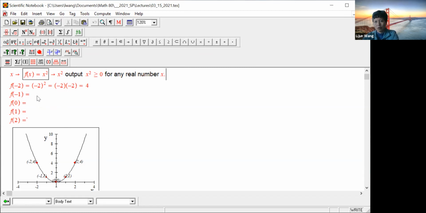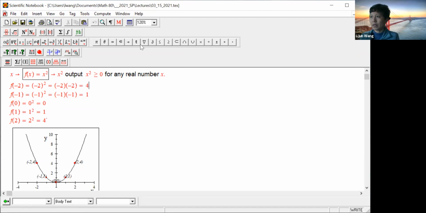Okay, so what do we get here? For -1, this is going to be -1, and this is -1. This is going to be +1, right? For 0, you're going to have 0 squared, and that's going to be 0. And the input is 1. It's going to be 1 squared. It's going to be 1. And 2 squared, that's going to be 4, right?